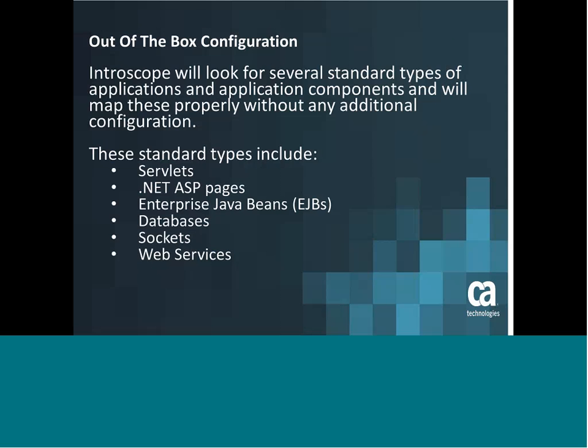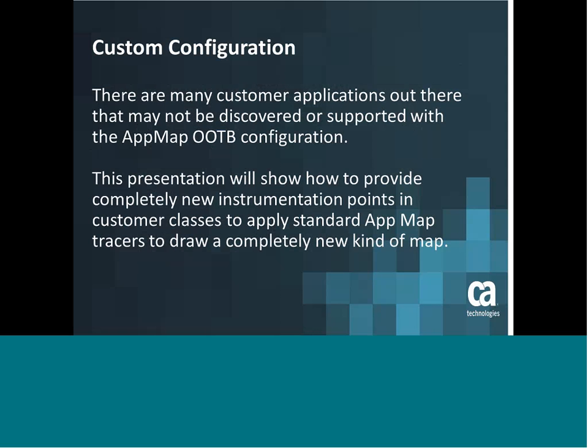Out of the box configuration, Introscope will look for several standard types of applications and application components, and it will map these properly without any additional configuration. The components that we support are servlets, right, for front ends, .NET ASP pages, EJBs, both as entry points and as backends, databases, sockets, web services, okay? But that's about it, right? So if you have something, a backend, for instance, or a front end, that is not a servlet or one of these standard components, then we do not render it in the AppMap, okay? And so for that, we need to do custom configuration.